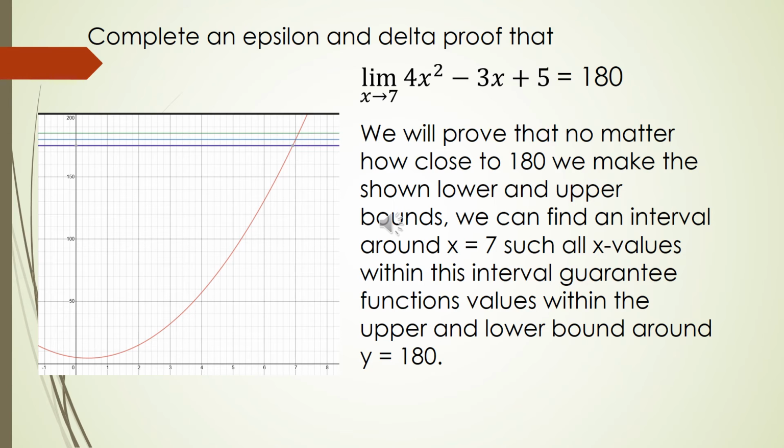Notice there are 3 horizontal lines drawn in the graph. The middle one is at exactly 180, and then there's an upper bound and a lower bound drawn. So our proof is going to show that no matter how close together those 3 horizontal lines are, we'll always be able to find some interval around 7 such that all of the x's that fall in that interval around 7 guarantee us function values that fall within the upper and lower bound around 180.